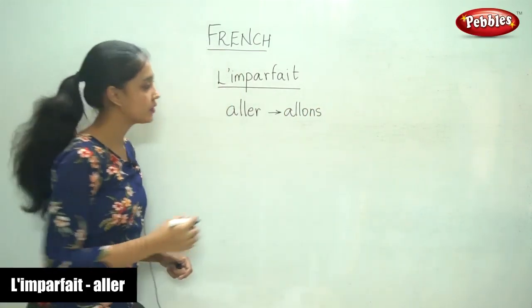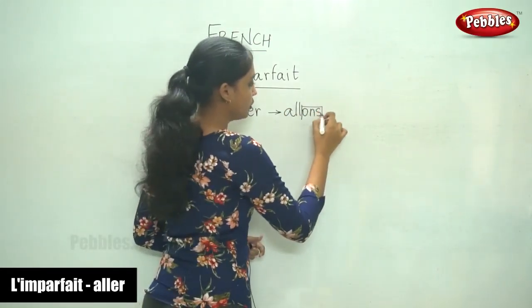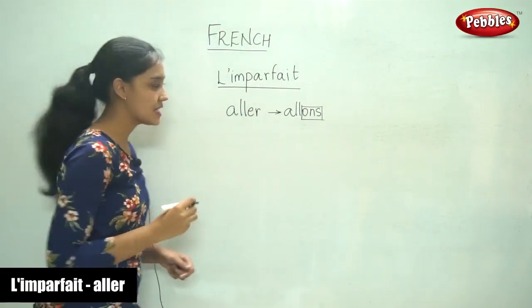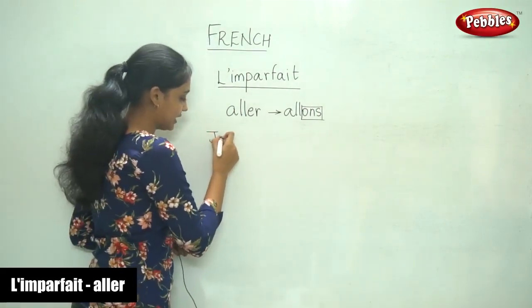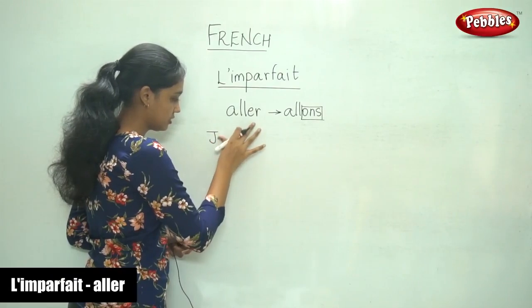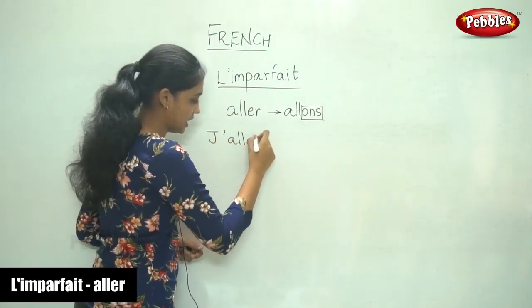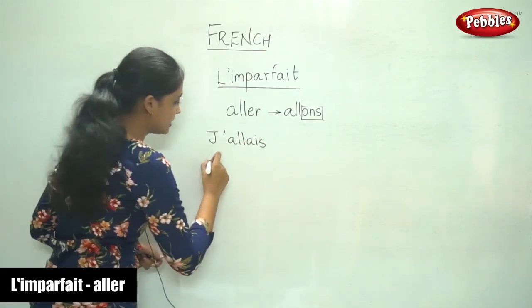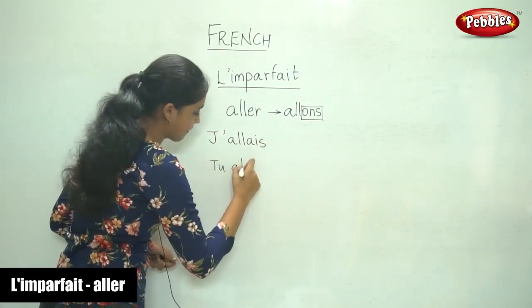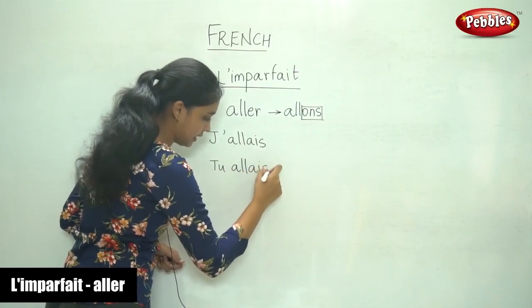And then we remove ons and we just add the ending. So je, all, j'allais, ais, ais.